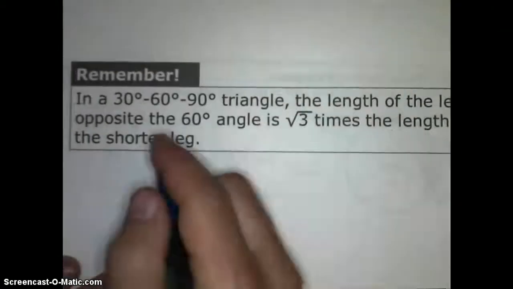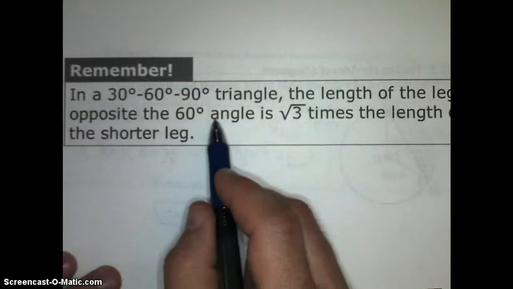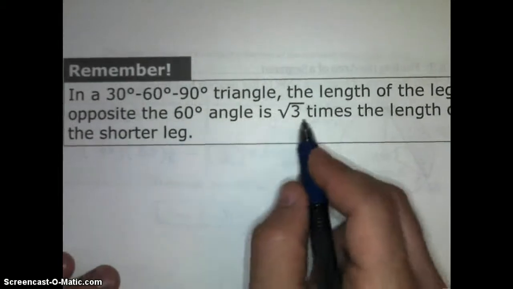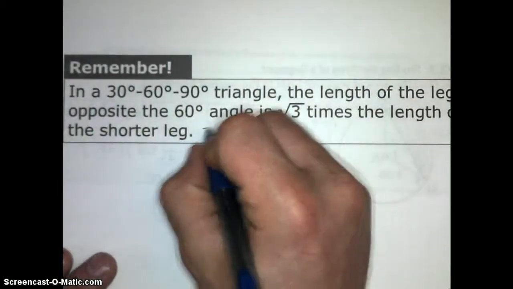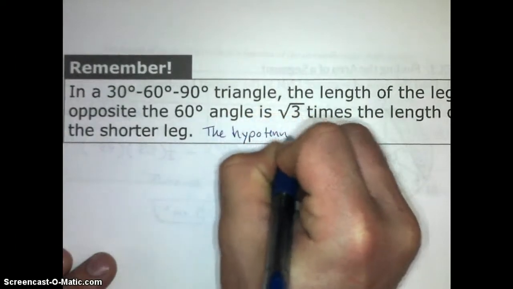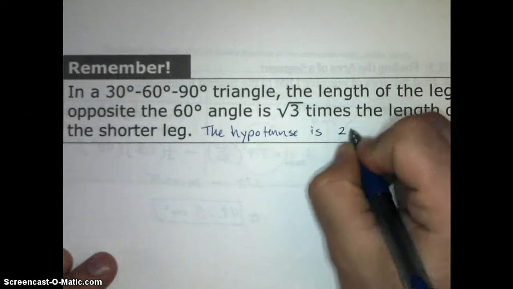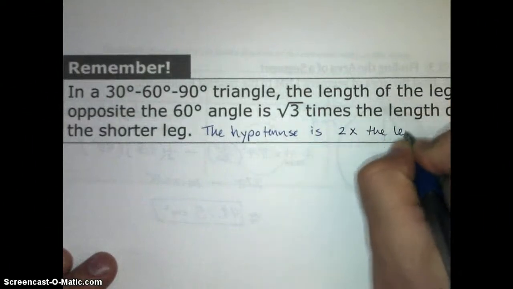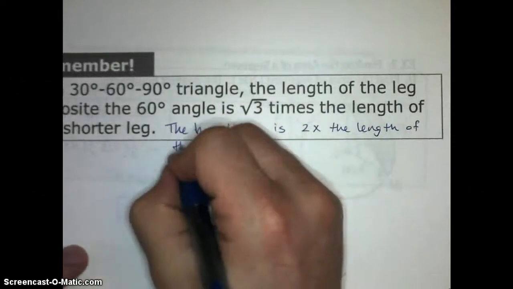Remember this, that in a 30-60-90 triangle, the length of the leg that's opposite the 60 degree angle, so the longer leg, is root 3 times the length of the shorter leg. Also remember that the hypotenuse is twice the length of the shorter leg.